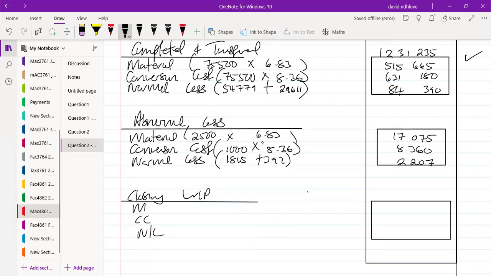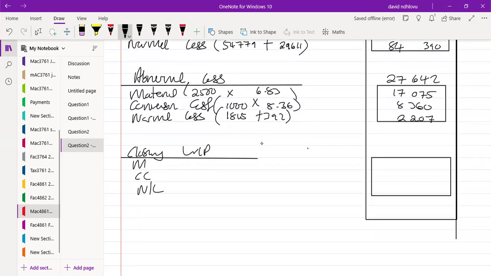So 8,360 plus 17,075 plus 2,207 gives us 27,642. This is the value of abnormal loss. It's made up of the material component, the conversion component, plus an allocation of normal loss. And now this is an expense. You only account for it where you have other expenses in the statement of profit and loss. Closing WIP, you need that for the calculation of your cost of sales, as well as forming part of your closing inventory when you do the statement of financial position.